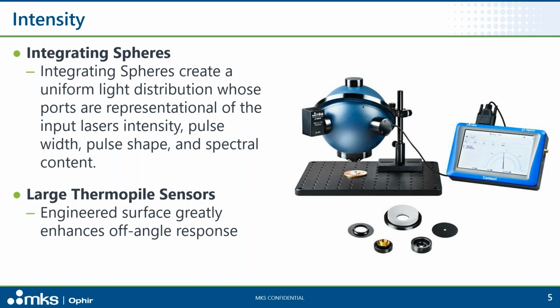Thermopile laser power sensors with a structured absorbing surface, as in concentric circles, greatly increase the absorption of highly divergent light sources, such as VCSELs. While they are not a substitute for integrating spheres, they are a convenient alternative.